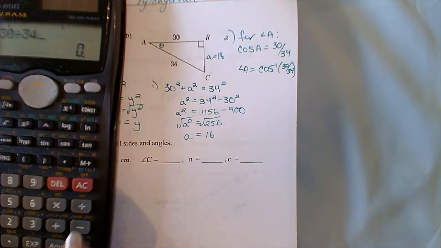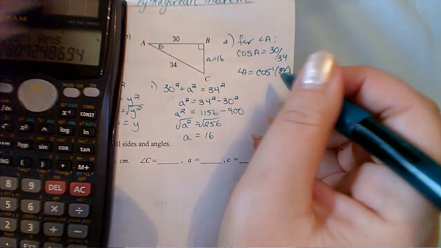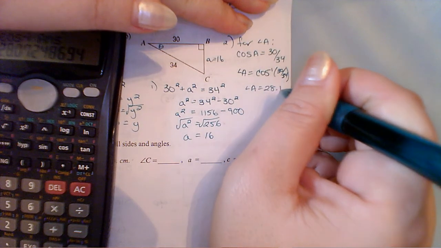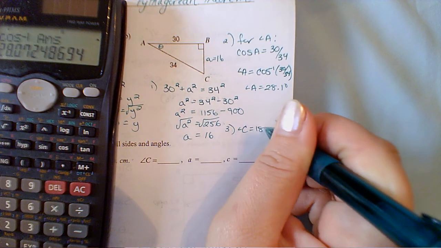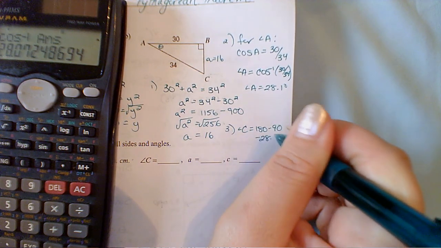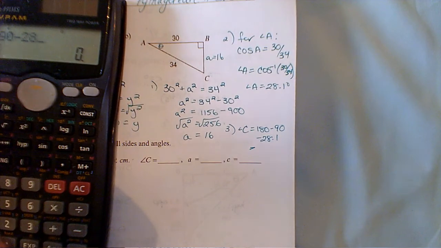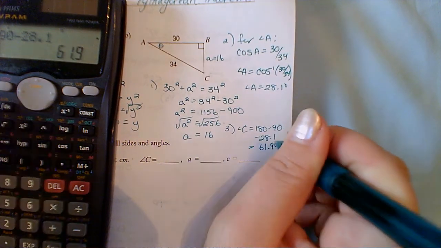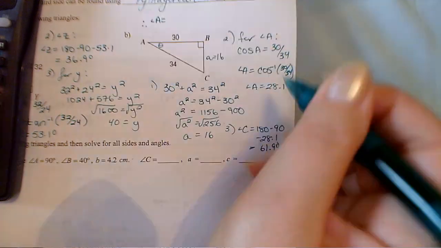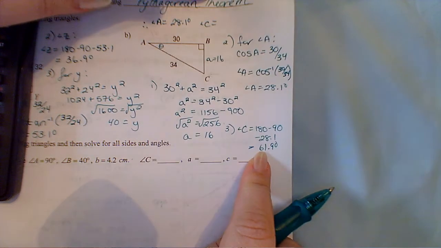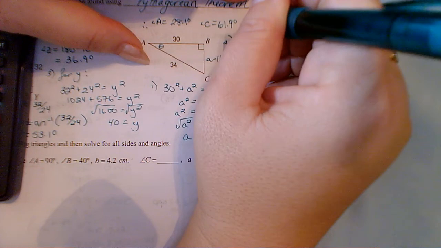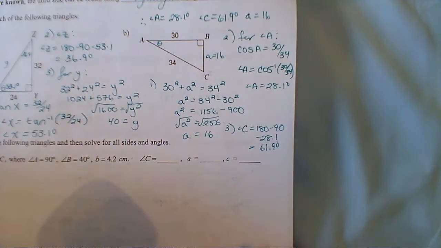Angle A by itself, we kick out the cos by inversing of whatever 30 divided by 34 is. 30 divided by 34 equals, shift cos, equals 28.1. And last but not least, the third thing, angle C is equal to 180 minus 90 minus 28.1. And we get, of course, 61.9. So take the time to say, therefore, angle A was 28.1 degrees. Angle C was 61.9. And little a is 16 whatever, centimeters.